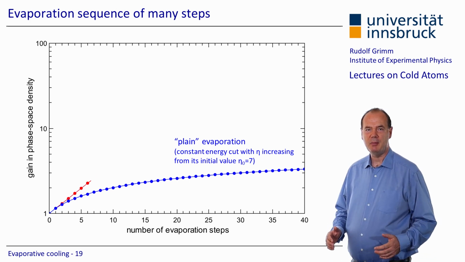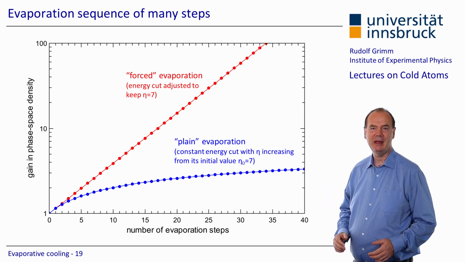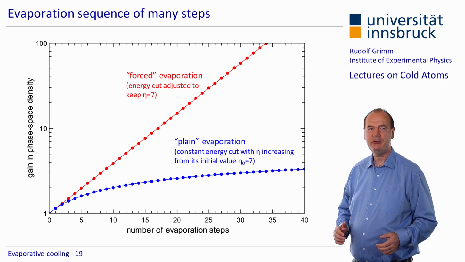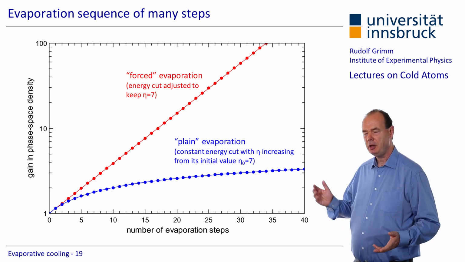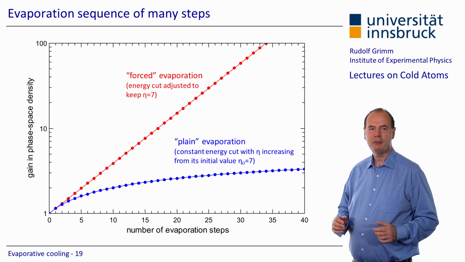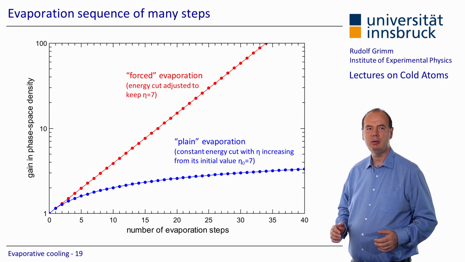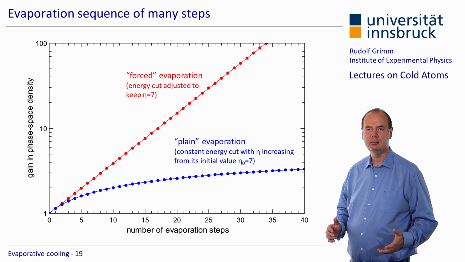The process can be made much more effective if the energy cut is adapted to the decreasing temperature so that η stays at a constant value. Here in our example, η equals 7. This way of cooling is called forced evaporation, and this is what we usually need in an experiment for achieving a large gain in phase space density.